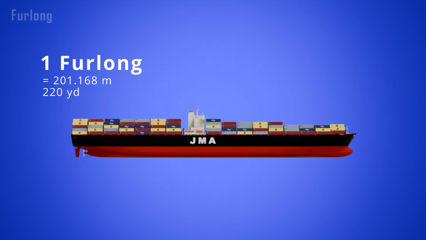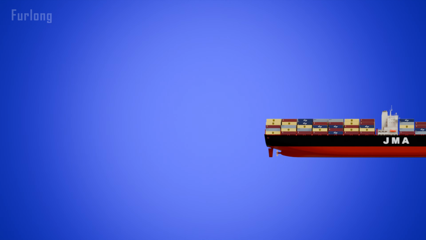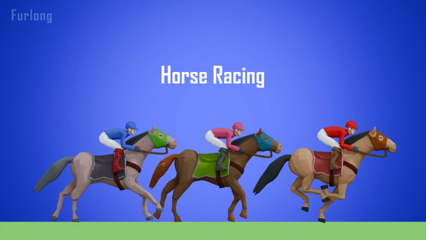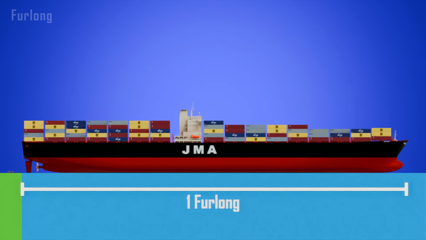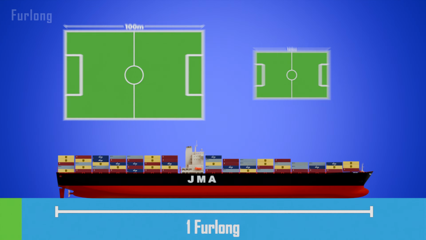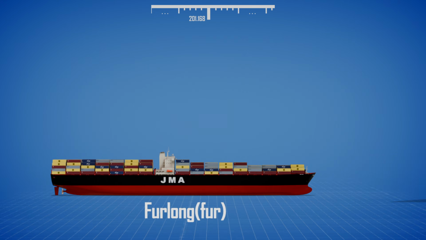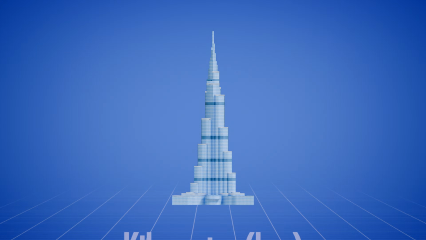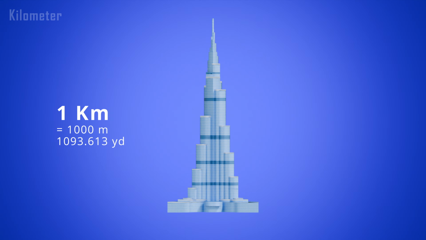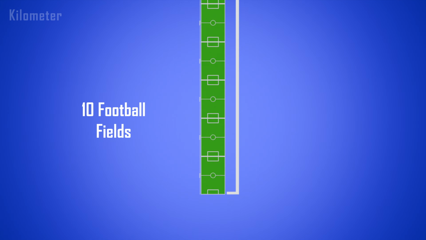This is about 200 meters, or exactly 220 yards. It is rarely in use today and limited to mostly horse racing. 1 furlong is about the length of an average cargo ship, or about the length of 2 football fields. Next is kilometers. This is 1,000 meters, which is about the length of 10 football fields.